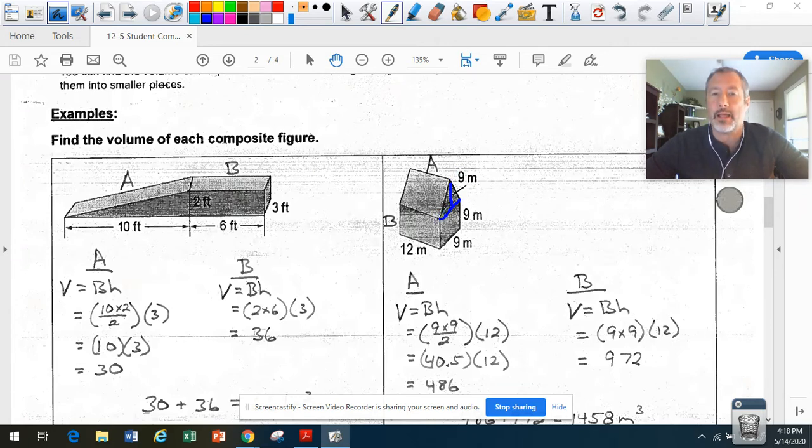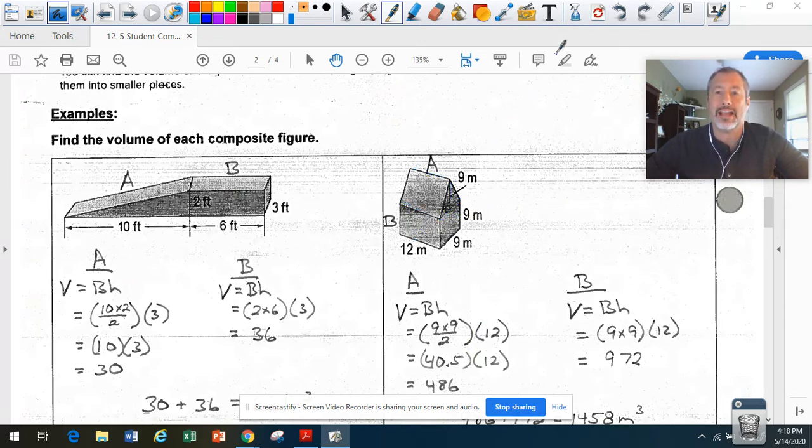Now we got to multiply it times the height here. Here's our height, or here's our height. It doesn't matter which one you use. But as you can see, it's going to be 12. Okay, so 40.5 times 12 gives you a total volume here for A of 486 meters cubed. Okay, so we now have that piece there.